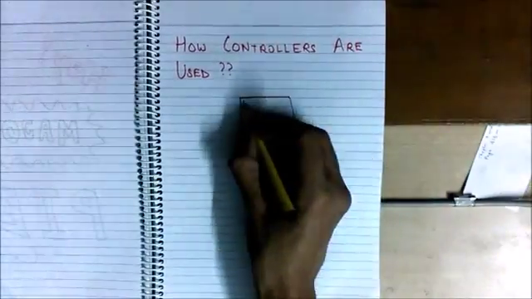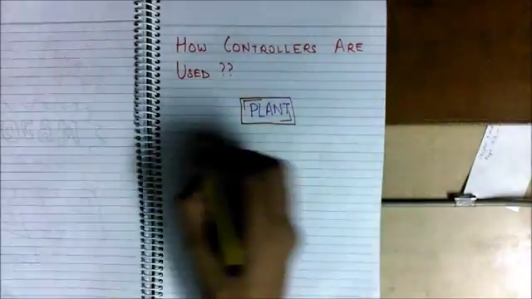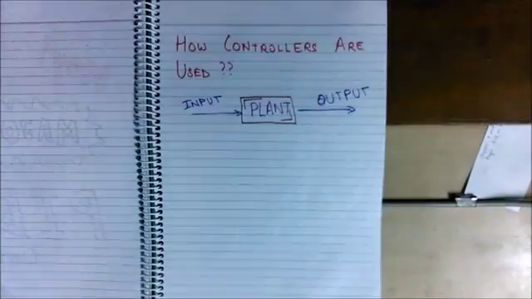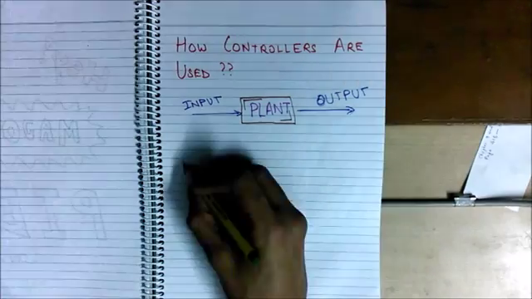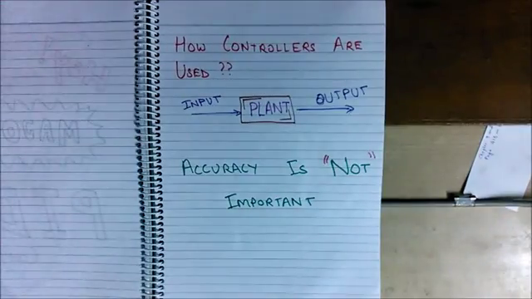Oh, yes, of course. First, let me explain how controllers are used. An open loop control system is one where some input acts on a plant to produce output. Open loop commanding is good where accuracy is not that important. So, this is not good enough where we need accuracy. That is where feedback control comes into the picture.